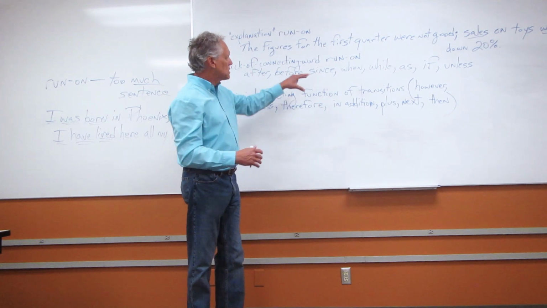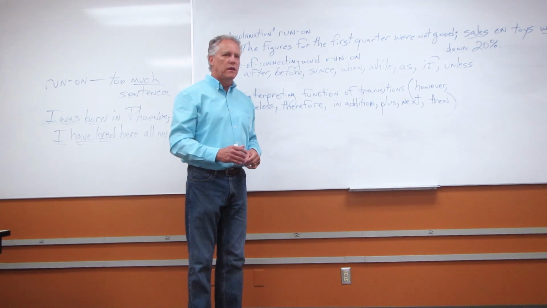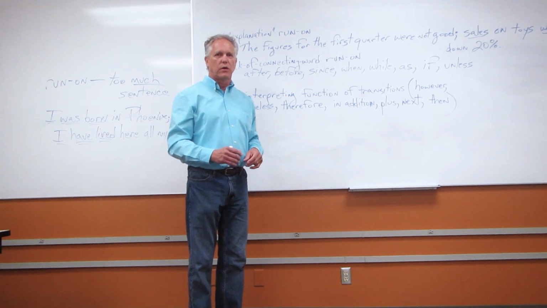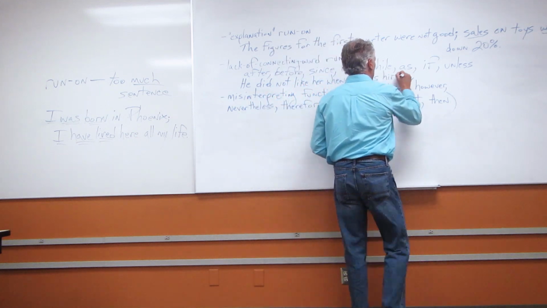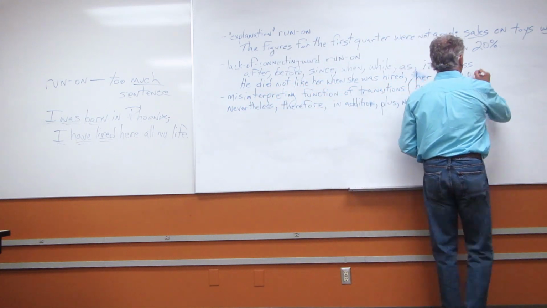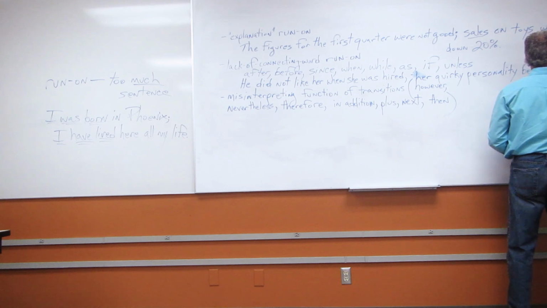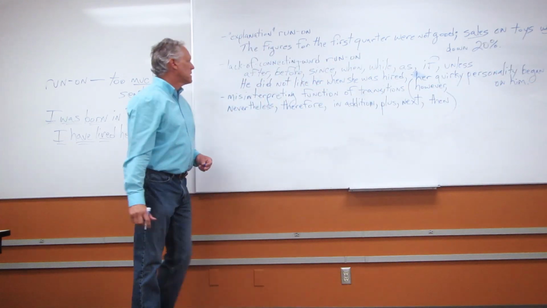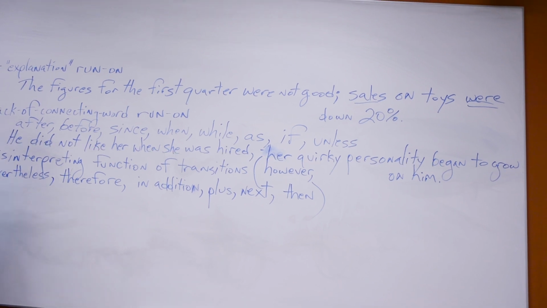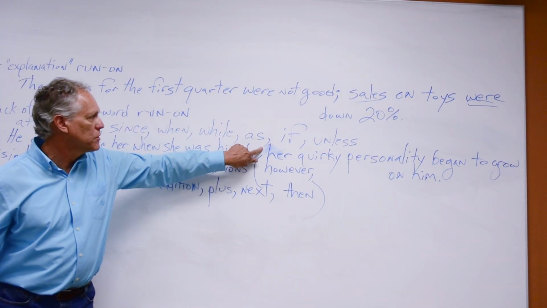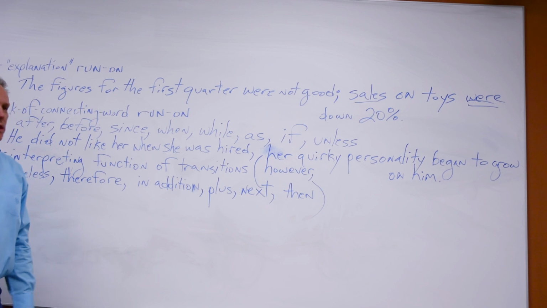When you don't use some kind of connecting word, then you might write a run-on like, okay, the example says he did not like her when she was hired, her quirky personality began to grow on him.